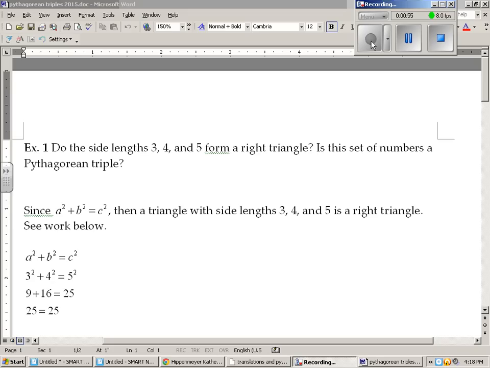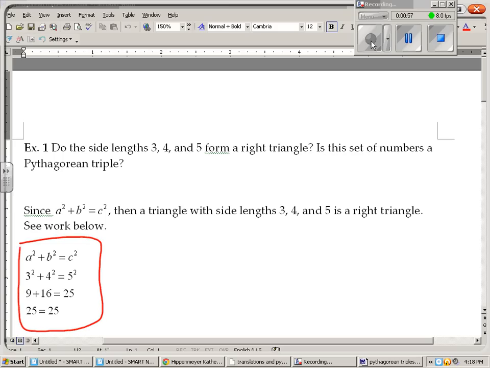You'll notice over here that I already did the work, and I wrote out the formula and plugged in 3, 4, and 5. What you need to pay attention to is that when you're given 3 lengths, they might not always be given to you in order, and you have to make sure that the largest side goes in for the 5 when you're checking to see if it is a Pythagorean triple. 9 plus 16 gives you 25, and 25 equals 25.